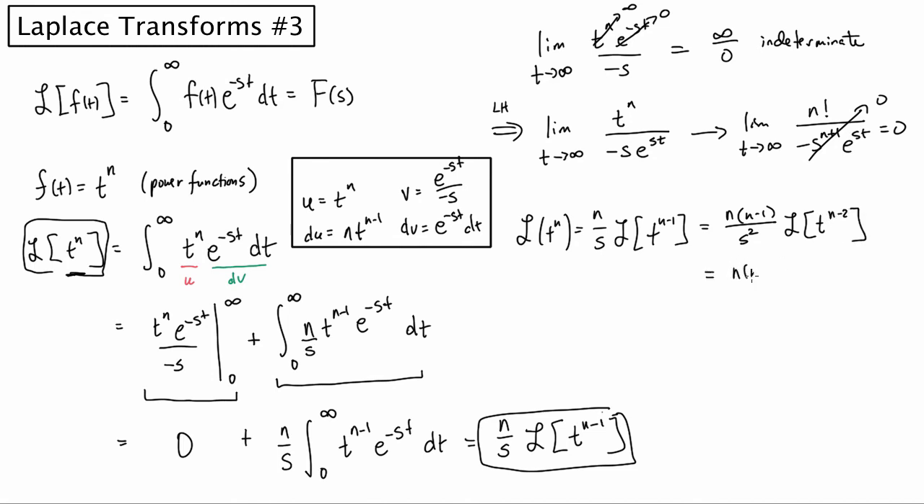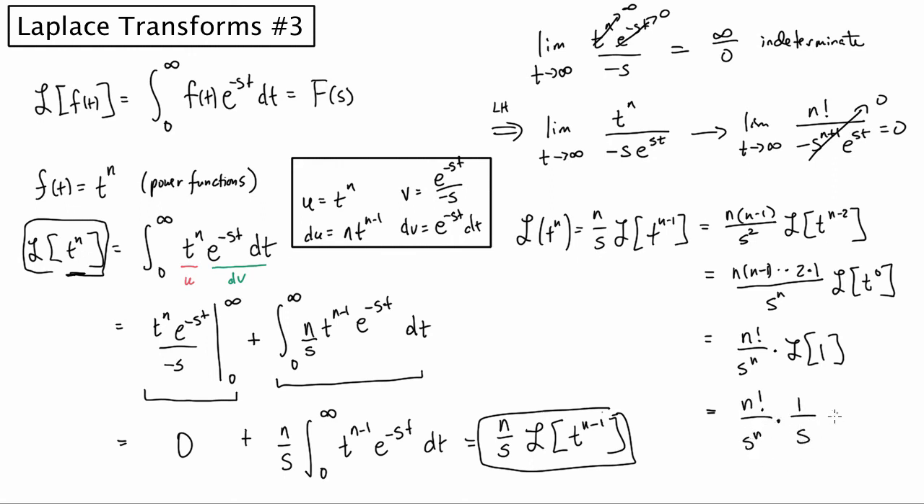Eventually, this process is going to play out where I finally have a t to the 1 and I bring it out. At that point, I would have n copies of s, and I would be left with the Laplace transform of t to the 0, which is the same thing as n factorial over s to the n. Laplace transform of t to the 0 is 1. And we know from previous work that 1 has a Laplace transform of 1 over s. And so our final answer here is n factorial over s to the n plus 1.